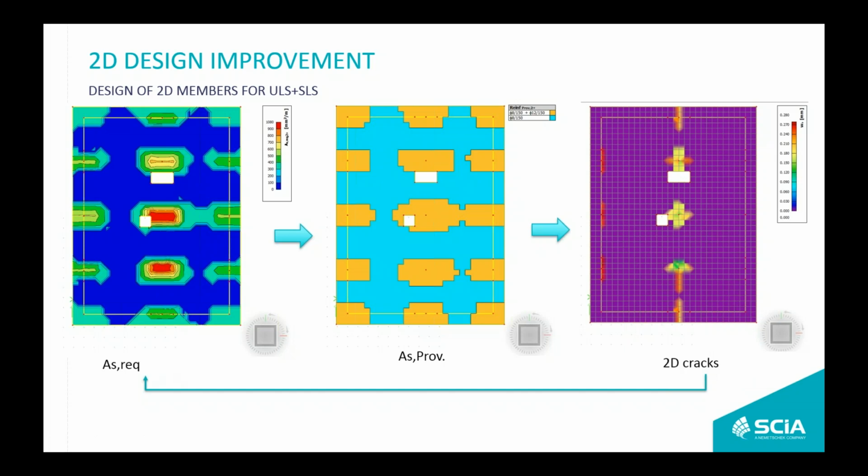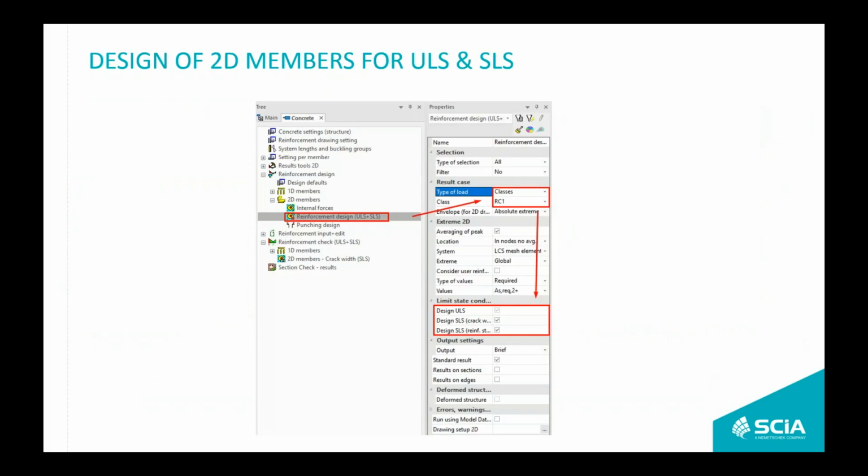In version 19.1, this is no longer the case. As I told you about the single-click check for 1D members, we have something very close to it for 2D members, and it's basically the design of reinforcement of 2D members in one click. So again, very similar.